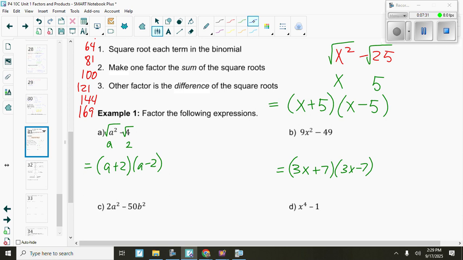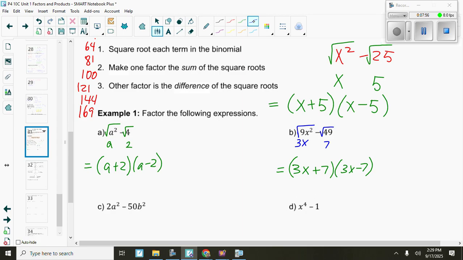If you're not sure where I got the 3x from or the 7 from, then I want you to go back to this. Take the square root of this and the square root of that. The square root of 9 is 3. The square root of x squared is x. The square root of 49 is 7. Then you can put these in, make one plus, make one minus. Anybody else loving difference of squares? It's a nice way to factor.